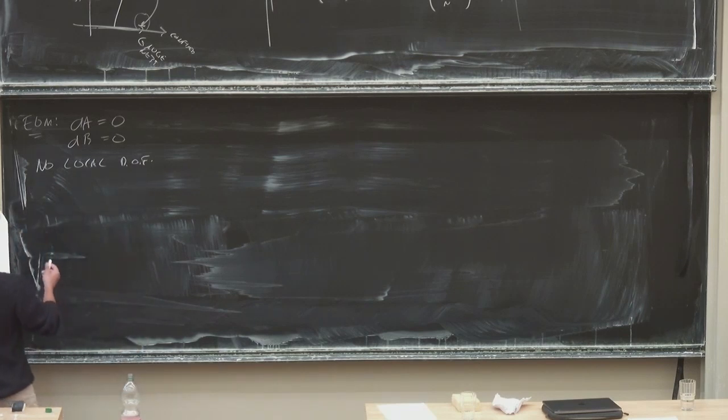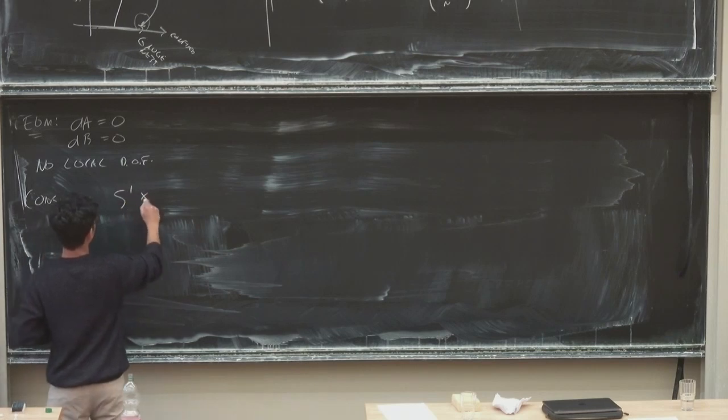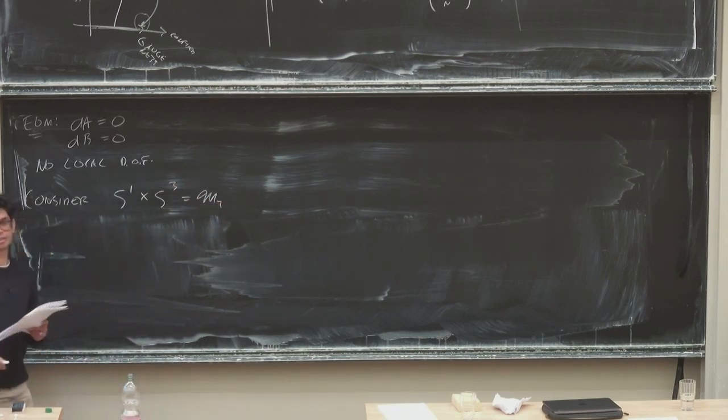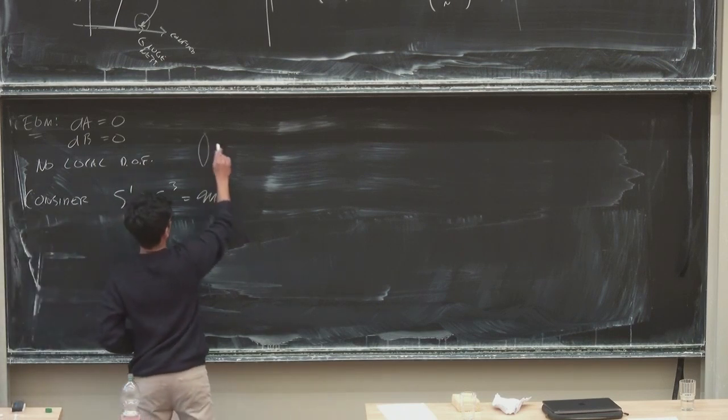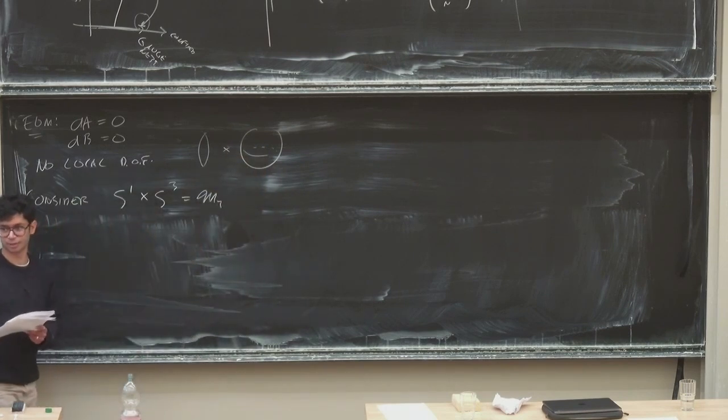As an example as to why, let's consider the theory. We can do this theory on any manifold. So I want to consider it on S1 cross S3. I'm studying the theory on this manifold, S1 cross S3. Here's S1, here's S3. I'm studying it like that.